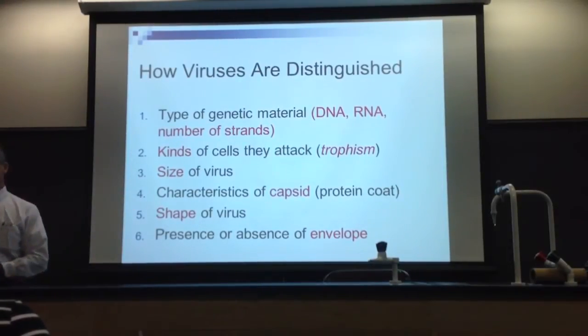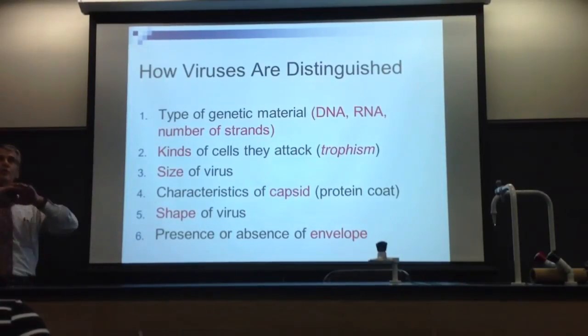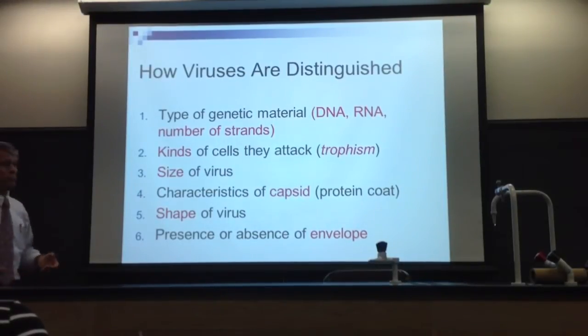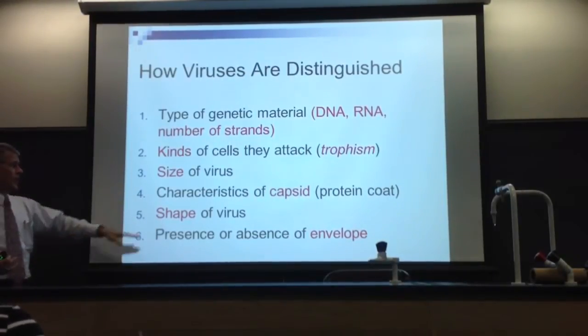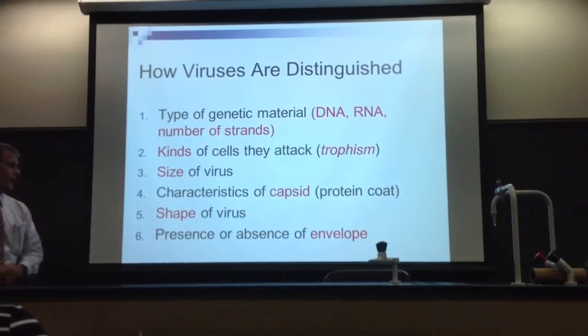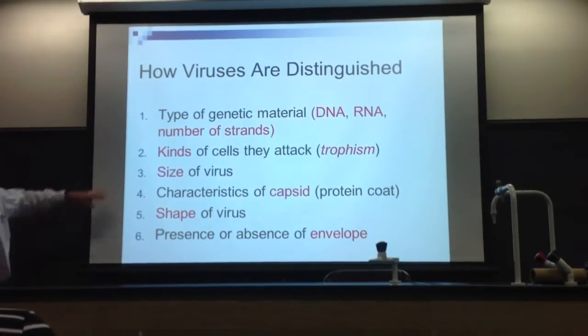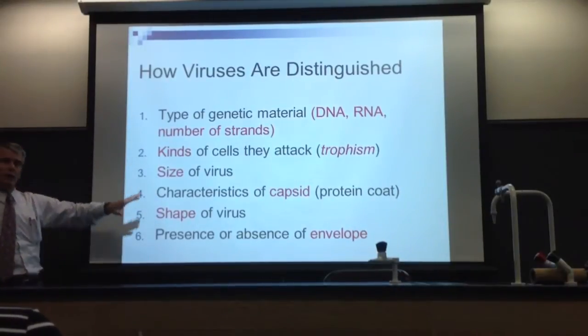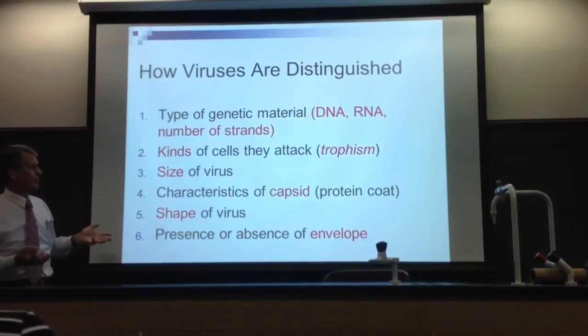The size of the virus, that's another way we can characterize it. The characteristics of the protein coat, or the capsid, you'll see there's certain characteristics. The overall shape of the virus, and the presence or the absence of an envelope. Not all viruses have an envelope, but those do. We'll look at some of those. So these are some of the ways that we characterize and try to make distinctions.